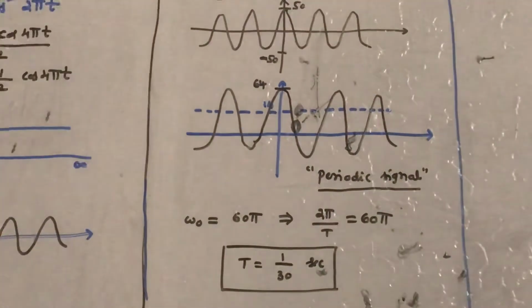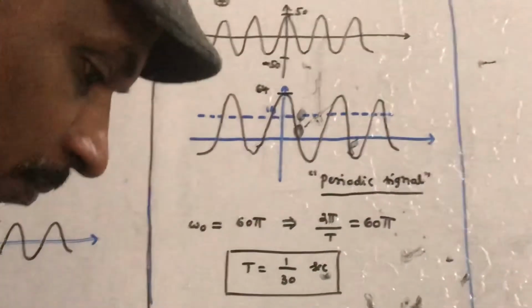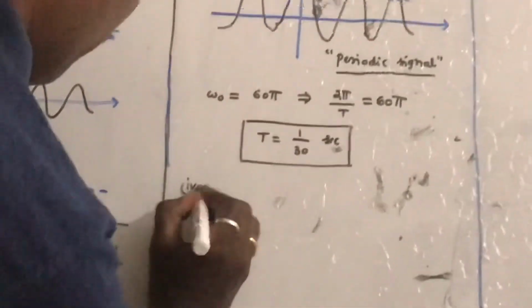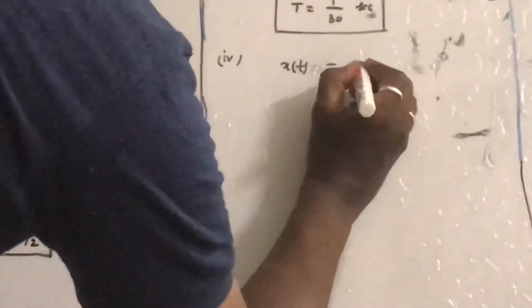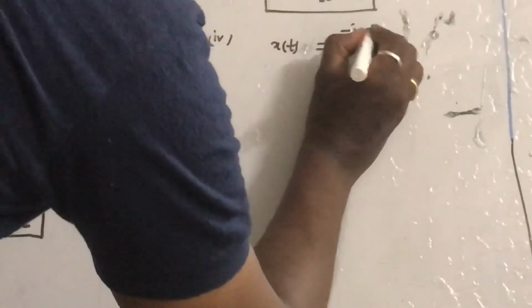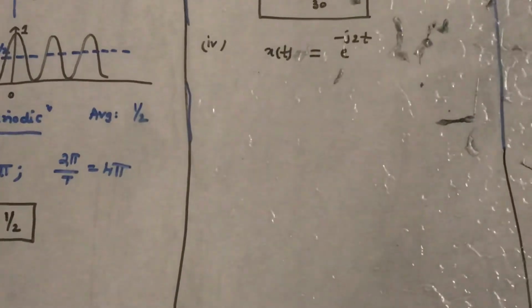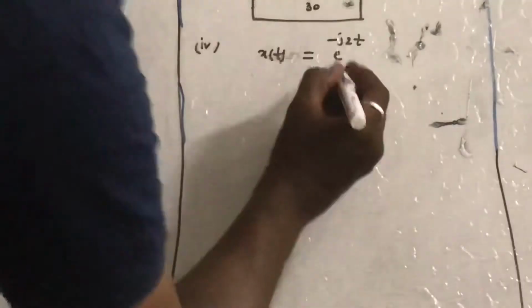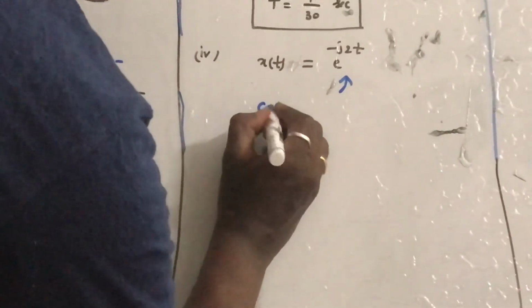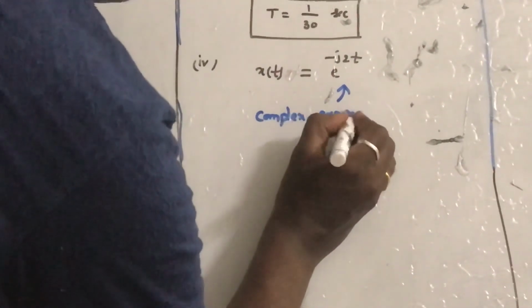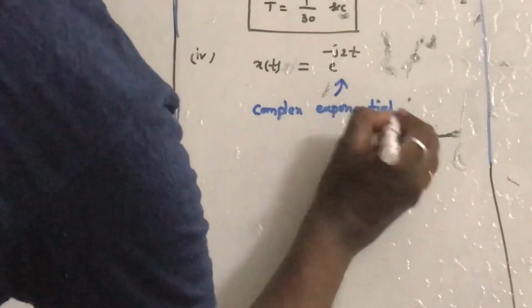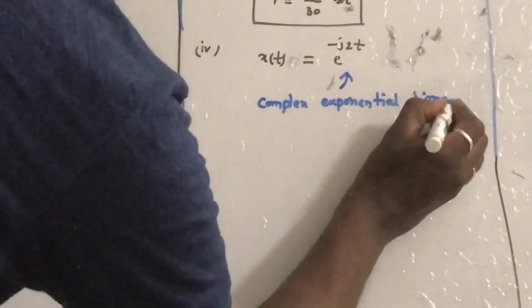So let us do the next one, the fourth problem. X of t is equal to e power minus j 2t. So what is this signal? This signal is a complex exponential signal. We have discussed this signal.